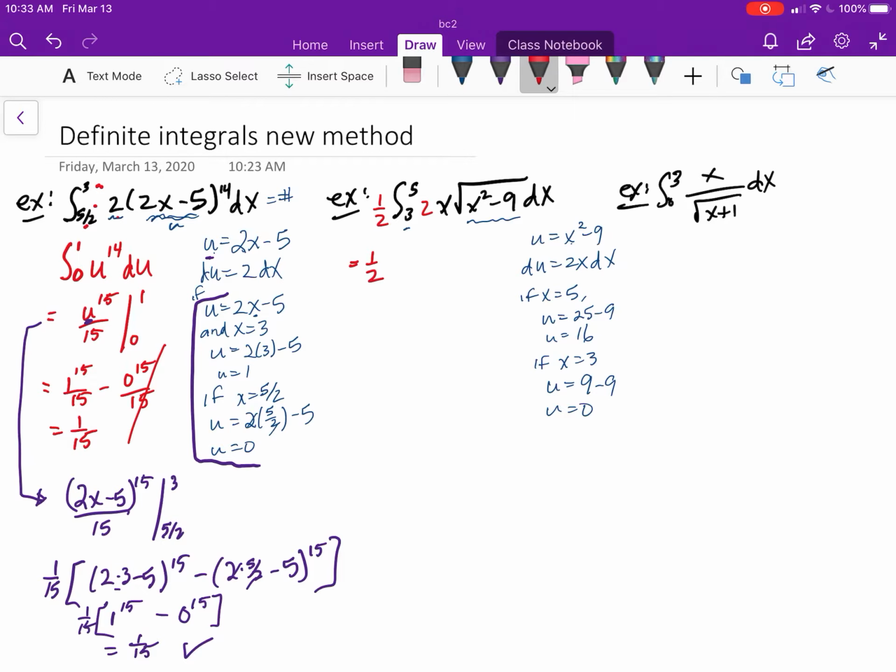Okay, so we have 1/2 out front, and our new bounds, the lower bound is 0, the upper bound is 16. Let's see, 2x dx is all du. So we just have u, right here's u, to the 1/2 power du. So that's 1/2. Integral of u to the 1/2 is u to the 3/2 divided by 3/2 or multiplied by 2/3. Okay, from 0 to 16.